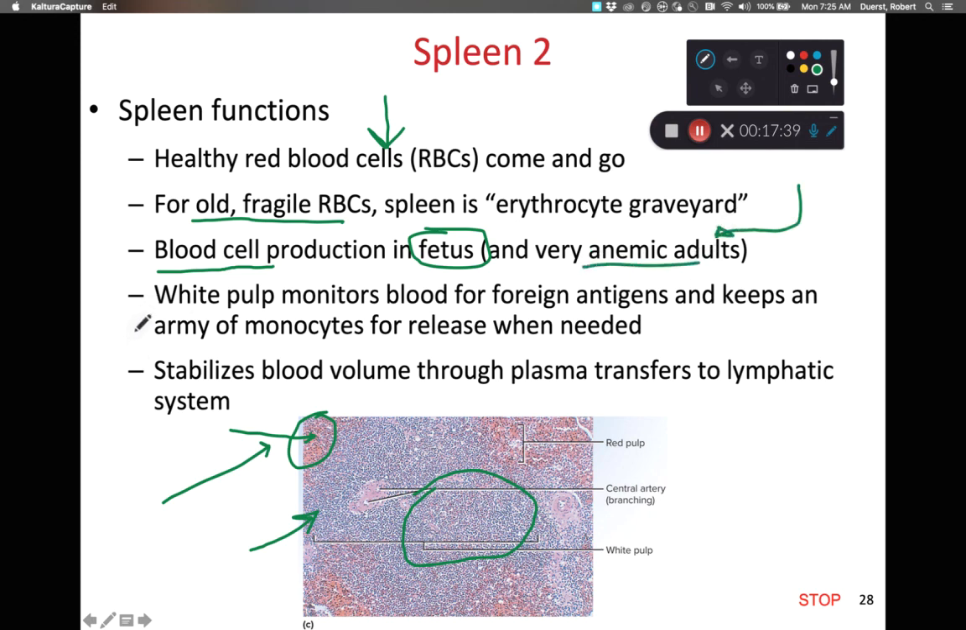The white pulp of the spleen is the part that has the white blood cells, and it monitors the blood for anything that doesn't belong, any foreign antigens that may be in our bodies. If they detect a foreign antigen, they release high numbers of monocytes into the bloodstream. And then finally, our spleen helps to stabilize blood volume by transferring plasma to our lymphatic system, giving us a secondary mechanism for maintaining overall fluid volume in our bodies.